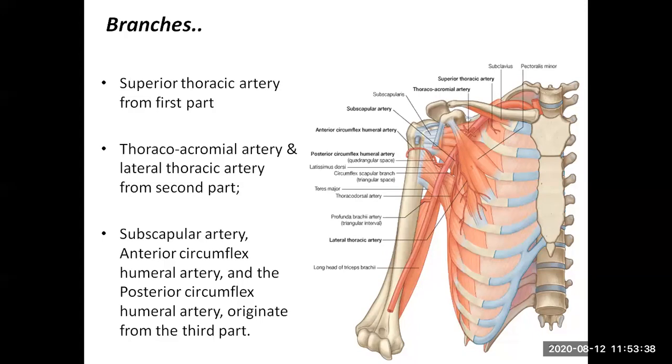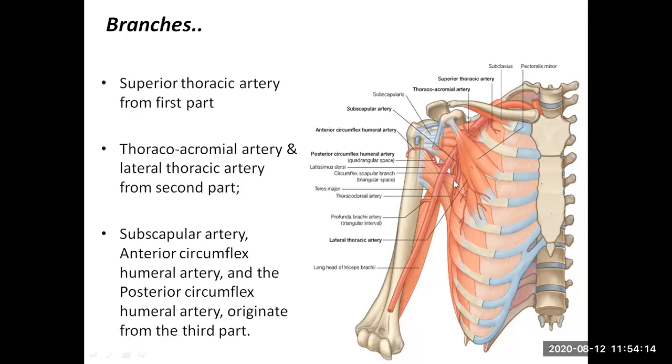So from the first part of the axillary artery, 1 branch appears, that is the superior thoracic artery. From the second part, 2 branches appear, corresponding to the pectoralis minor muscle, the part of the axillary artery that is the second part. From the second part, 2 arteries arise. They are the thoracoacromial artery and lateral thoracic artery. Here it descends downwards to supply the lateral thoracic wall.